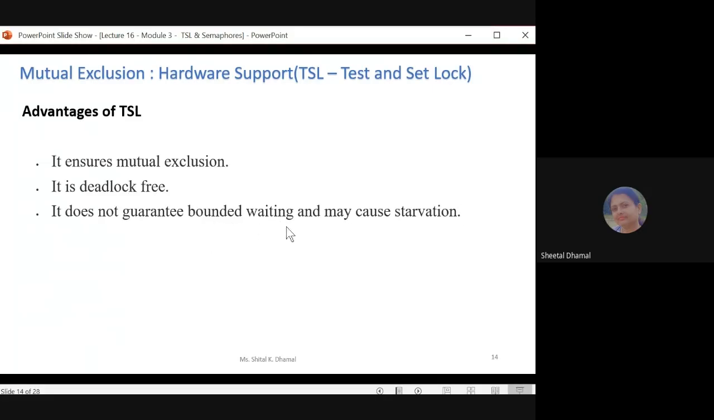Now, what is the meaning of bounded waiting? It does not guarantee bounded waiting. Its meaning is that each process must have a limited waiting time, and it should not wait endlessly in the ready queue. But here it does not guarantee bounded waiting, because if process P0 is using the critical section and is waiting for an input output resource, or is blocked for some reason, or if that process fails inside the CPU or inside the critical section, then other processes have to wait for an unlimited amount of time in the ready queue. Because of this, it does not guarantee bounded waiting.